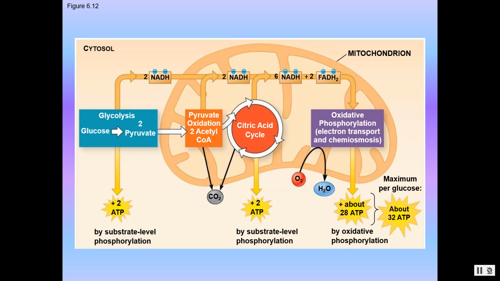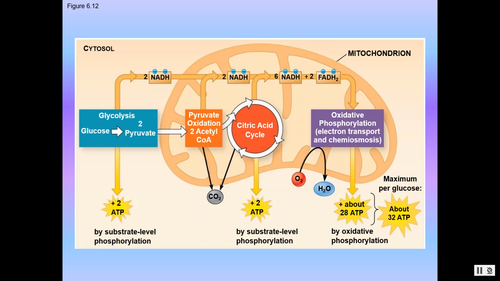Which of these 4 stages create ATP? Glycolysis, citric acid, and oxidative phosphorylation. Which of these 4 stages produce carbon dioxide? The pyruvate conversion and the citric acid cycle. So quiz yourself in that way, because those are the kind of questions that you're going to see on the exam. What happens where?